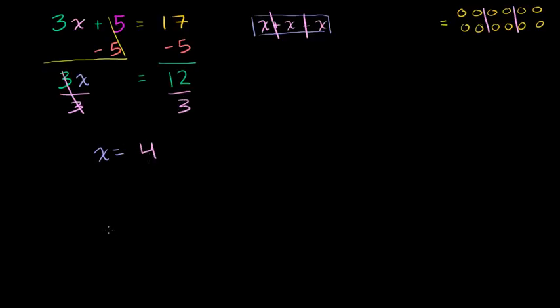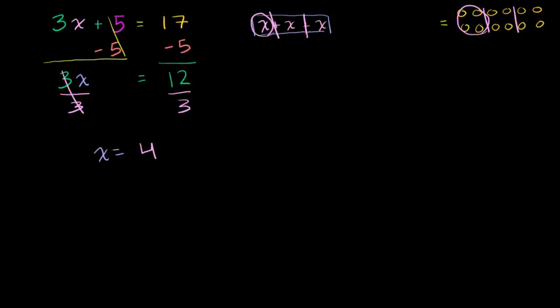12 divided by 3 is 4. You get x is equal to 4. And you get that exact same thing over here. When you divided 3x into groups of 3, each of the groups had an x in it. And we divided 12 into groups of 3. Each of the groups have a 4 in it. So x must be equal to 4. X is equal to 4.